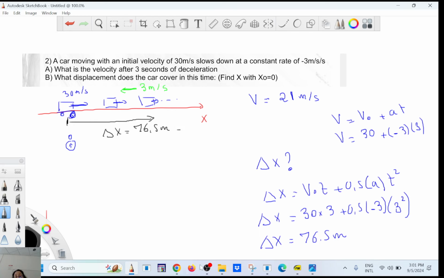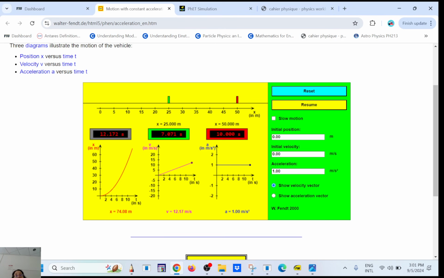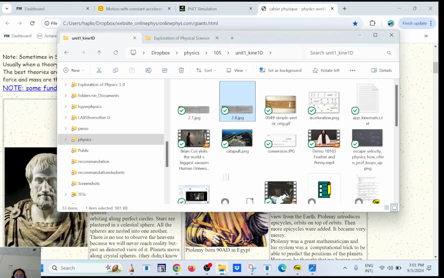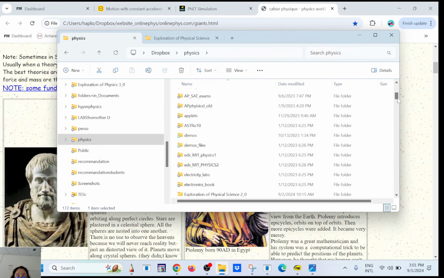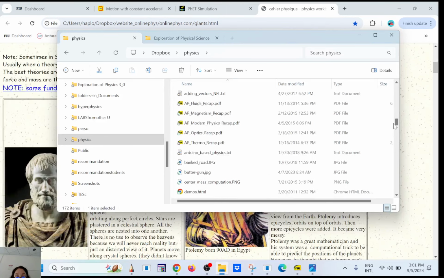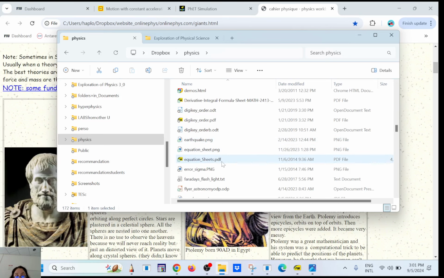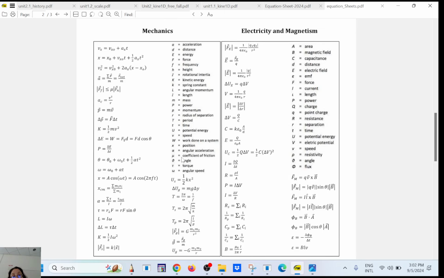Okay? Just the equation sheet here is gone. But I wanted to show you the equation sheet. I don't know if it's there. I have a lot of equation sheets, so I don't know which one is the right one. It's not the right one.